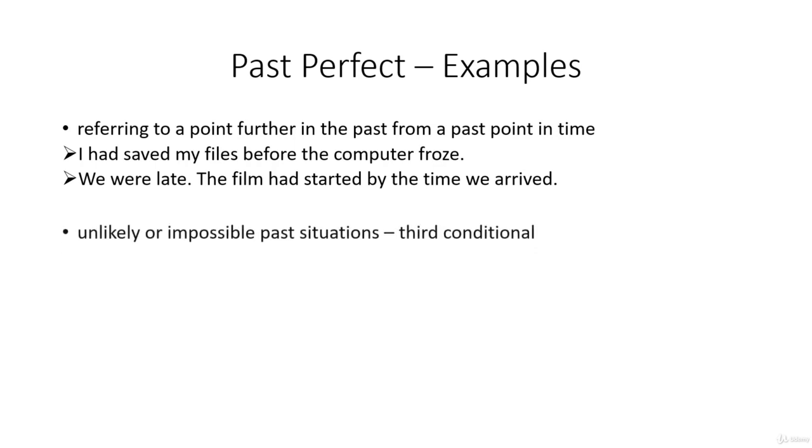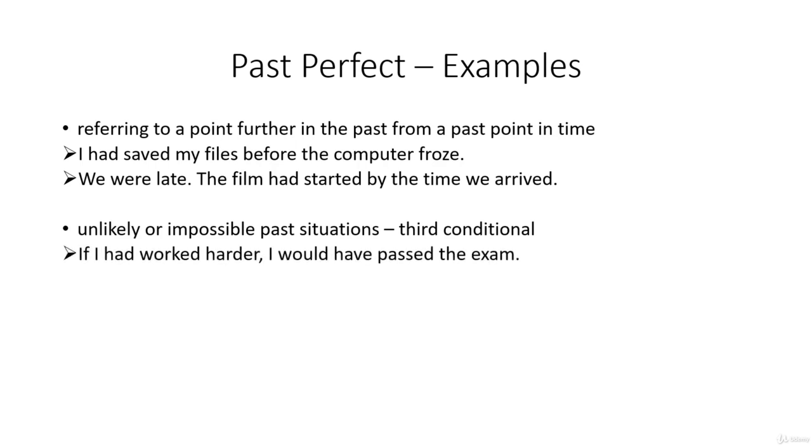Or we have third conditional, which refers to unlikely or impossible past situations. If I had worked harder, I would have passed the exam. Well, this is the impossible bit because you didn't work harder. You can't go back in the past and change that. So you didn't work hard enough, and that's why you didn't pass the exam.